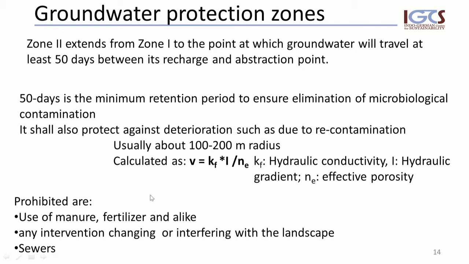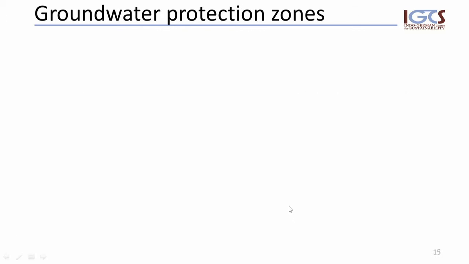What is not allowed in zone 2, prohibited, is the use of any fertilizers or manure, any herbicides, pesticides and things like this, and any intervention that would change or interfere with the landscape. What we mean by this is that as our water moves through the aquifer, it usually becomes cleaned. There's a cleaning effect and a filtering effect taking place. So that's why we want the ecosystem, the landscape, to be functioning to conduct exactly this role.